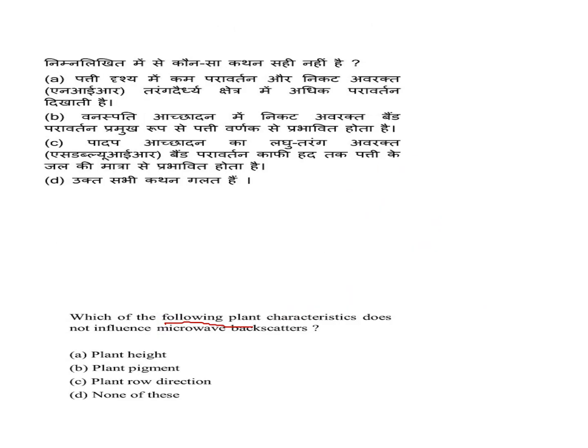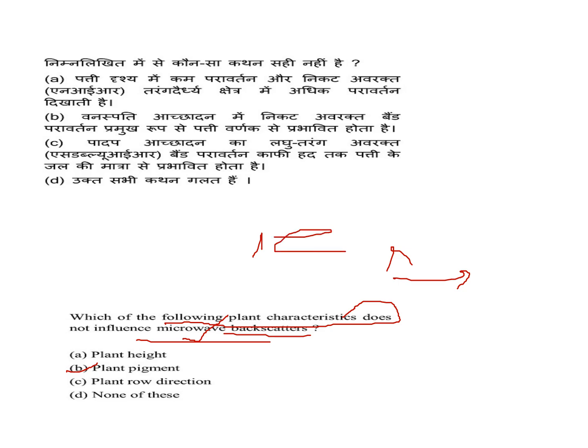Which of the following characteristics of plant does not influence microwave backscatter? The answer is plant pigment. Pigment does not influence microwave backscatter. What do you mean by backscatter? A microwave sensor sends out radio signals or radar signals. These signals measure how much energy bounces back. That bounce back is called backscattering.